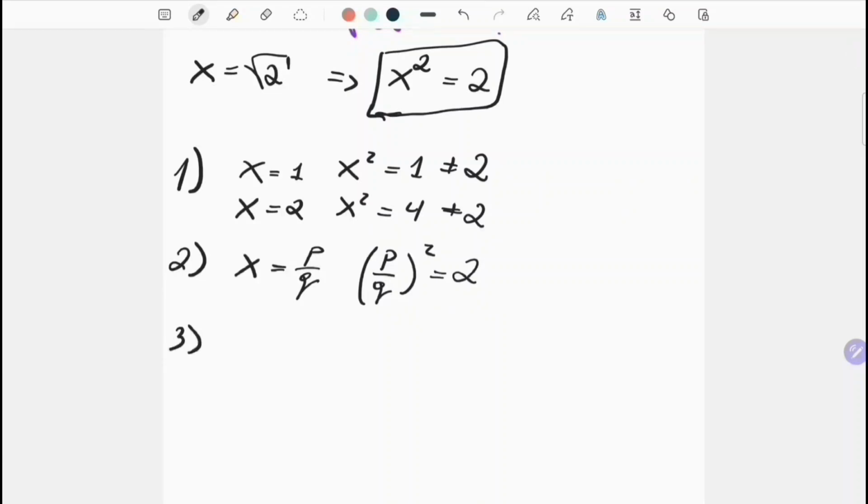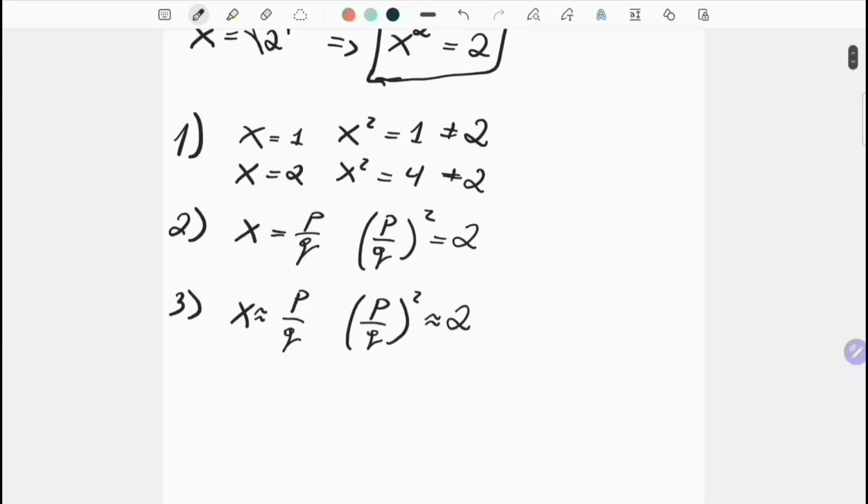The third question is whether one can find rational numbers, p over q, that are approximately equal to x, which means that the difference between x and the rational number is small. And then p over q squared would be approximately equal to 2. And the answer to this question is positive. The method that we will describe next will help us to find such rational numbers that are close to x.